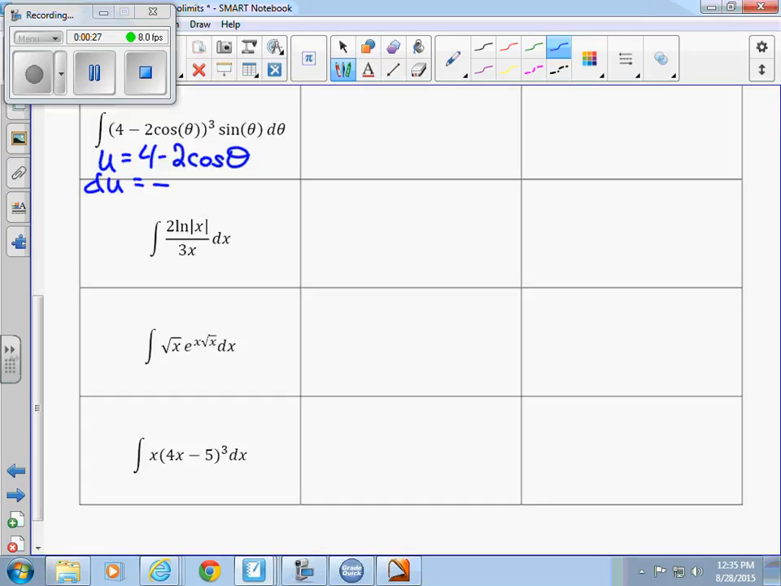So du would be negative 2 sine of x times negative 1 or something like that. So positive 2 sine of x sine of theta. Does that make sense so far? Divide by the 2 sine of theta. So I get 1 over 2 sine of theta du equals d theta.